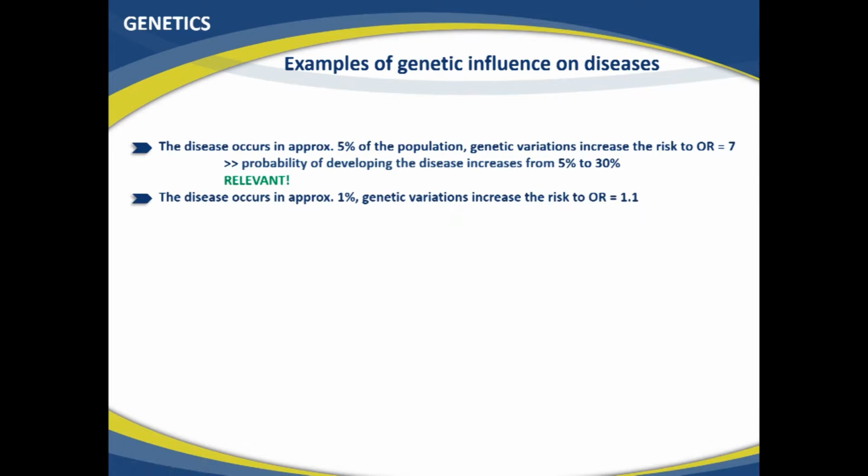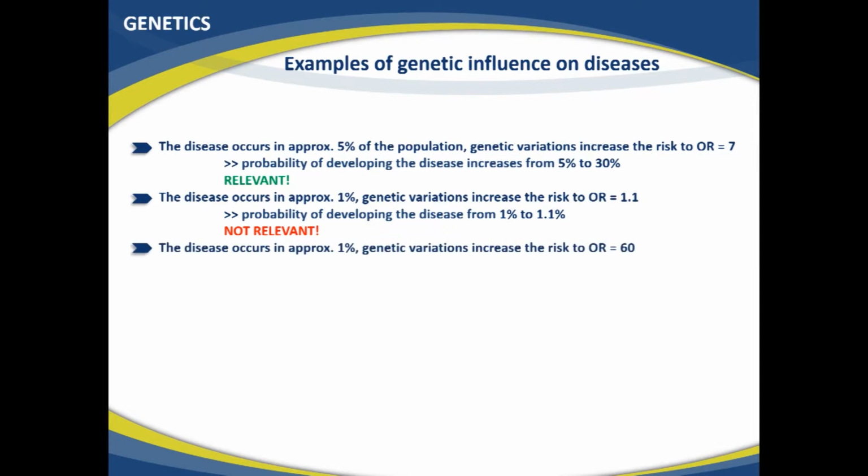Then another example: the disease occurs in 1% of the population. The genetic variation increases the risk to an odds ratio of 1.1. Now what's going to happen here? You increase from 1% to 1.1% risk. Really, there's no benefit in knowing you have this genetic variation. The risk is negligible. So this kind of genetic test doesn't make any sense.